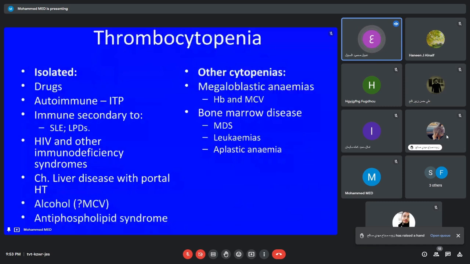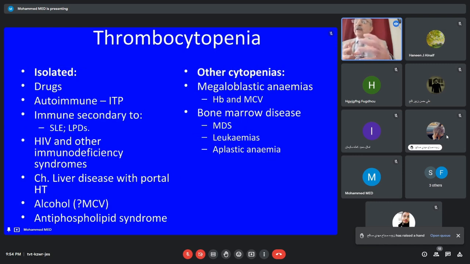HIV, human immunodeficiency syndrome, is another cause. Chronic liver disease, when it causes portal hypertension. Not without portal hypertension, with portal hypertension, the spleen will go bigger. And when the spleen is bigger in size, then more platelets will be destroyed.